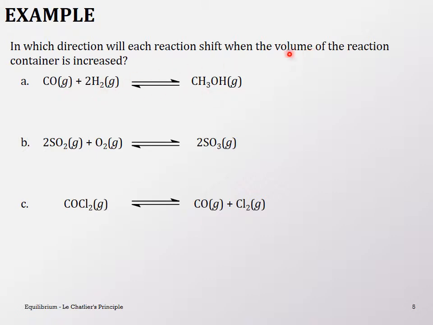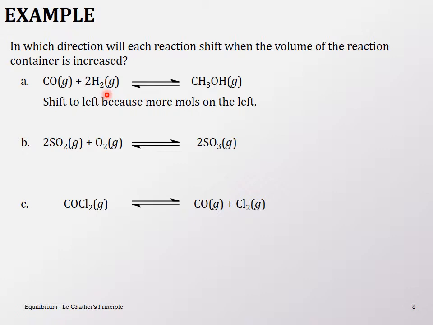If the volume is increased, which means that I can produce more of this, which means that my reaction is going to shift to the left. Okay, my equilibrium will shift to the left because my volume has increased. So I can make more of these. Okay, at this point, that is how I think of it.